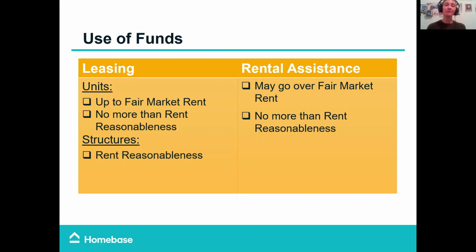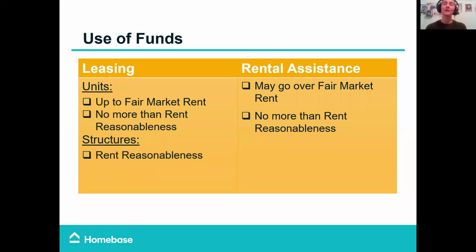So it's a slight difference between leasing and rental assistance here. In some ways, it makes rental assistance more flexible, but it also means you have to really watch your rental assistance budget, because if you only receive fair market rent per unit from HUD, and you're paying above fair market rent per unit, then you're going to have to find a place in your budget to get that additional funding.